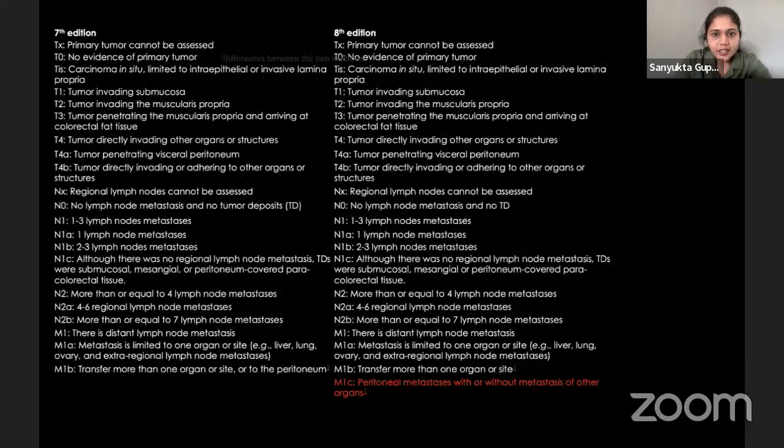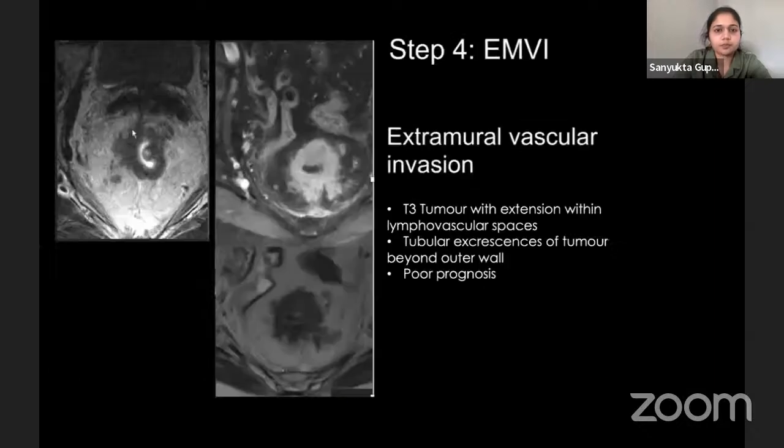So this was the 8th edition of the TNM staging, and it has added one more stage, M1C, which says peritoneal mets with or without metastasis of other organs. So step 4, the very important thing, is the EMVI, or the extramural vascular invasion.